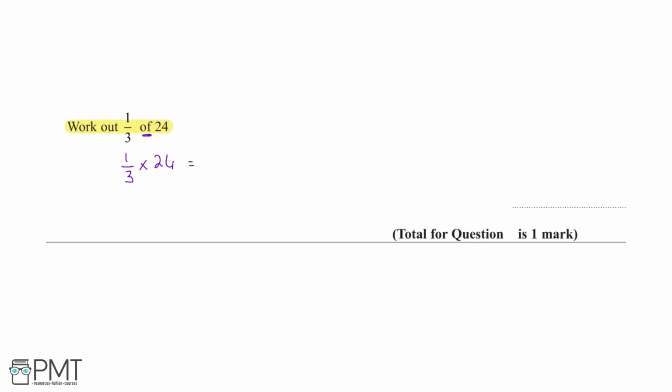Now remember, if we have two fractions which are a over b times c, this equals a times c over b. Let me just make that a bit neater. There we go. So this will be 24 over 3, which equals 8. So we can write 8 as our final answer here. This question is worth 1 mark and you get 1 mark for the correct final answer.